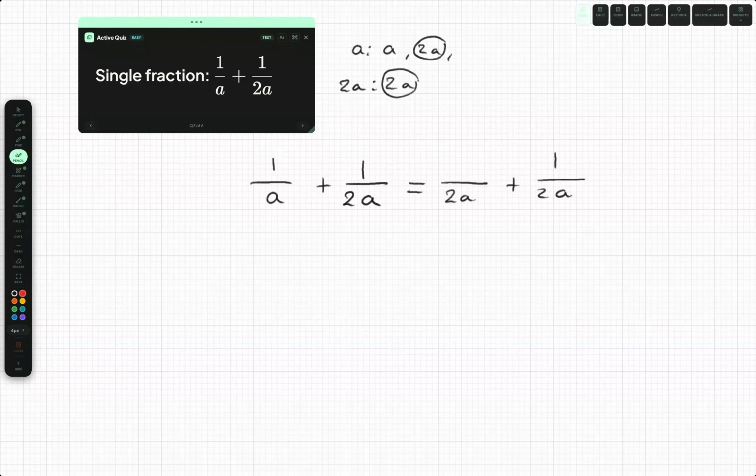Now, to get from a to 2a, we have multiplied this by 2. In order to maintain equivalent fractions, we're going to do the same to the top. So 1 times 2 is just 2. Now that we have the same exact denominator, we can add them across. So we keep our denominator, and then we do 2 plus 1, which is 3 over 2a. All right, let's get rid of all of this.